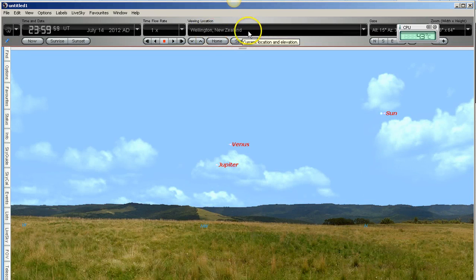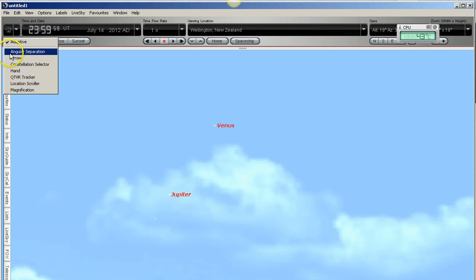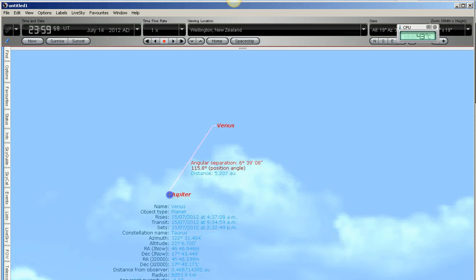I've set my view to Wellington, New Zealand. I could set it to the centre of the Earth, but it wouldn't make too much difference really. So we see that I've got the date set to the 14th of July, and the time is set to just before midnight, so we're halfway between the 14th and 15th of July UTC. So we can see Jupiter and Venus in the sky. I'm going to zoom in and check the separation between Jupiter and Venus on this date. Okay, so we can see that we've got just over 6.5 degrees of angular separation at this time.